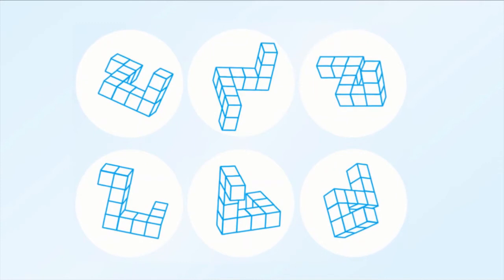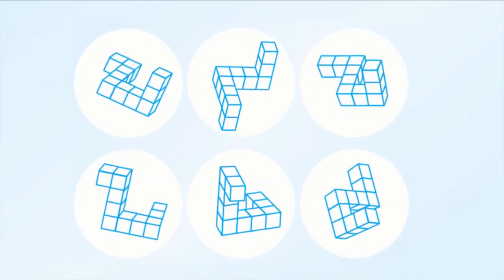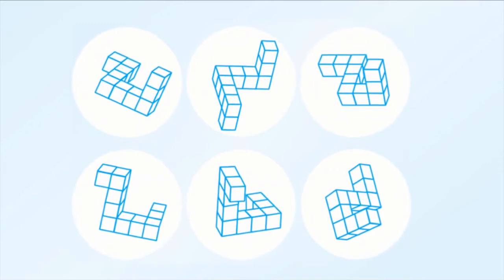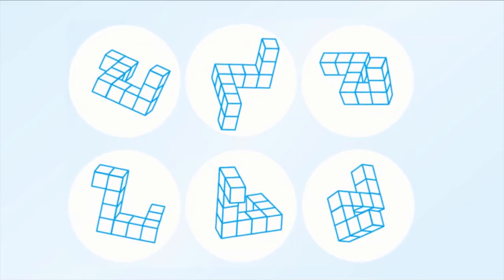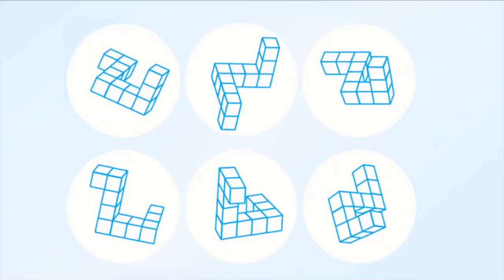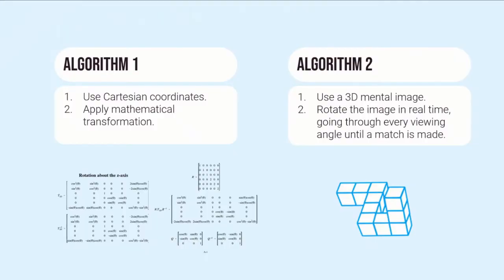Well, what are some possible ways that we can perform this operation? How can we solve this problem? Figure out if two images match or not? How would a computer perform this rotation operation? Well, I can think of two possible algorithms that can solve this problem. Algorithm 1, we might use Cartesian coordinates. We just track all of the vertices of that three-dimensional figure in some kind of three-dimensional Cartesian space. And then we apply a mathematical transformation to see if the two figures match each other.